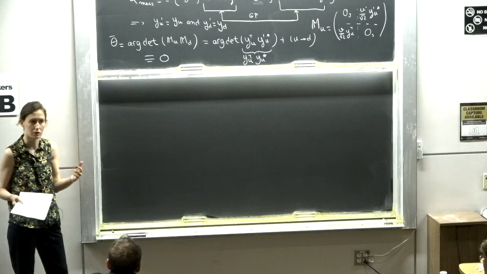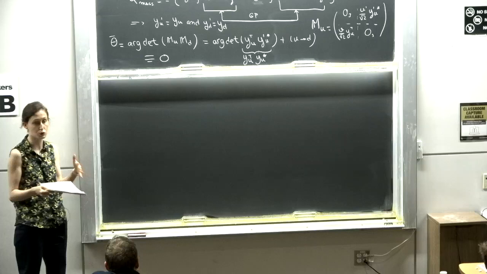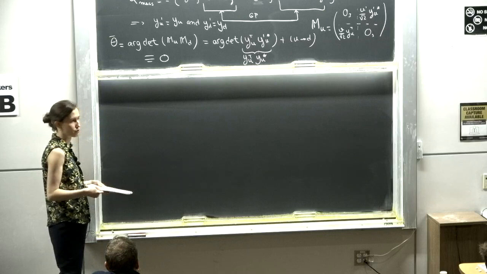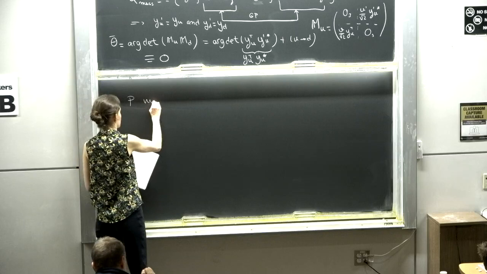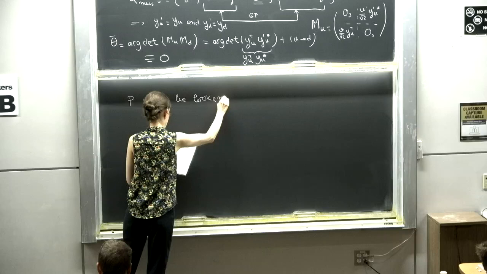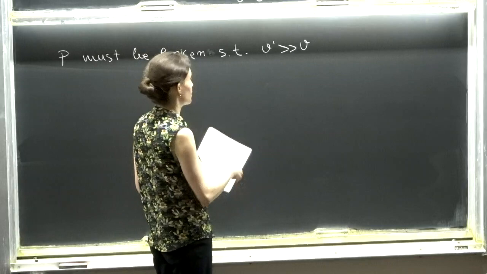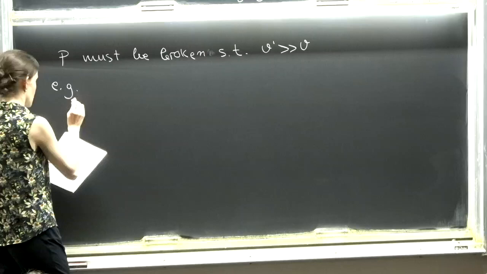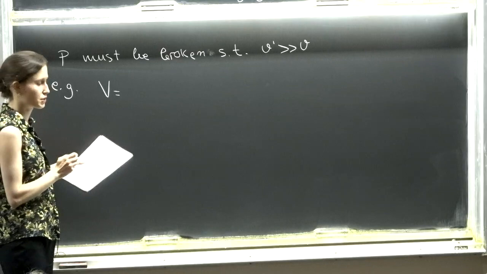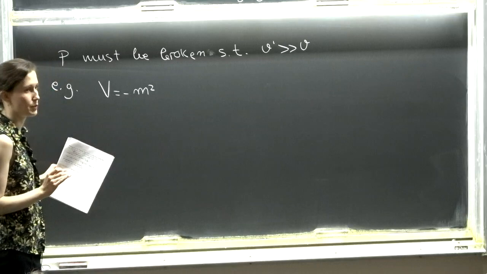10 to the minus 10 is a very small number. So even if theta bar was generated at one loop, two loops, in some cases maybe even more, that can still be a problem for certain models. So parity must be broken, such that the Higgs VEV in this mirror sector is much bigger than the electroweak scale in the standard model, so that all of this additional field content is much heavier. For example, we can parameterize that in terms of a soft breaking term in the scalar potential for the various Higgses. I'm going to write down all the terms in the potential at dimension four that would be consistent with generalized parity, except for a soft breaking term.